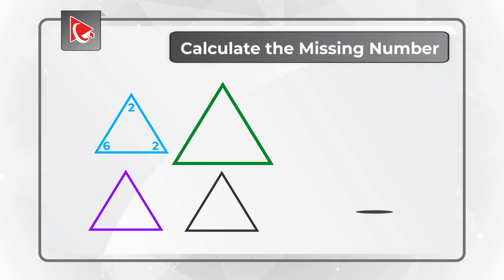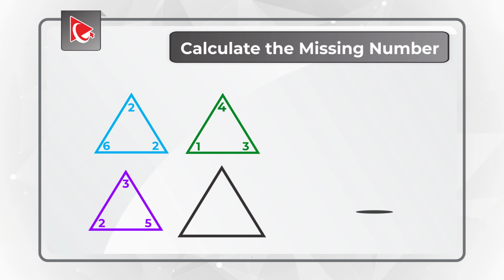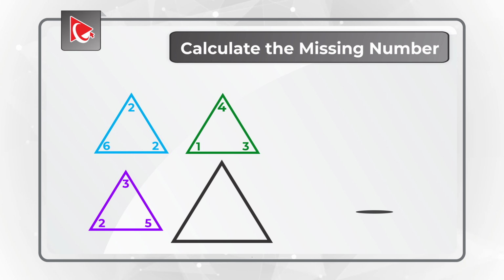The green triangle next to it in the upper right corner has numbers 4, 3, and 1. The purple triangle in the bottom left corner has numbers 3, 5, and 2. And then the last triangle, the black triangle, has numbers 0, 1, and then in the upper corner there's a missing number which you need to calculate based on the 4 different choices. Choice A, 0. Choice B, 1. Choice C, 2. And choice D, 3.